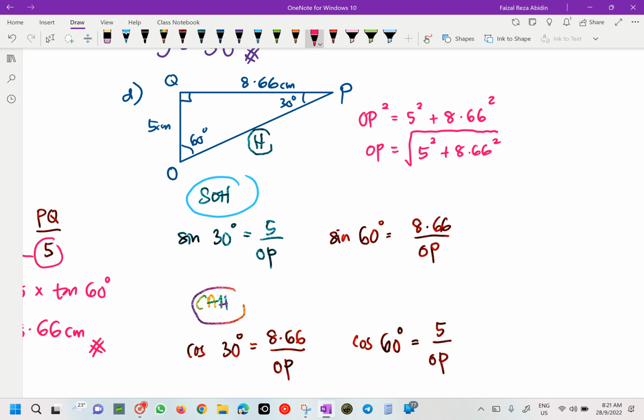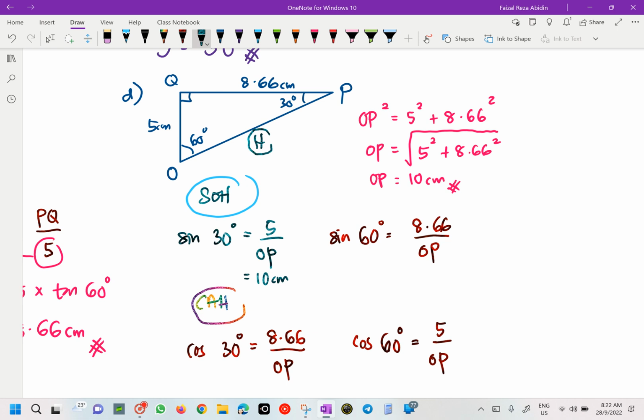5 square plus 8.66 square, and then I'm going to get 99.99. Means that 100. Square root of 99.99, I'm going to get 9.99999. So OP here is 10 centimeter. Okay. So if others there, I'm going to get 5 over sine 30, 10. Isn't it? 10 straight away.